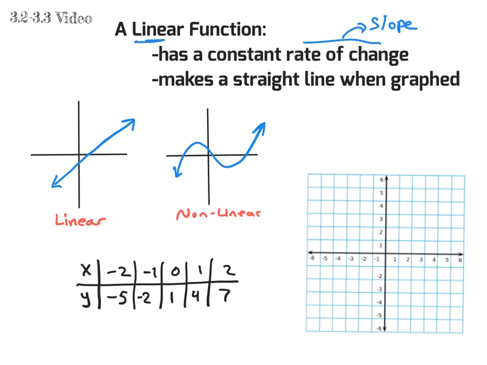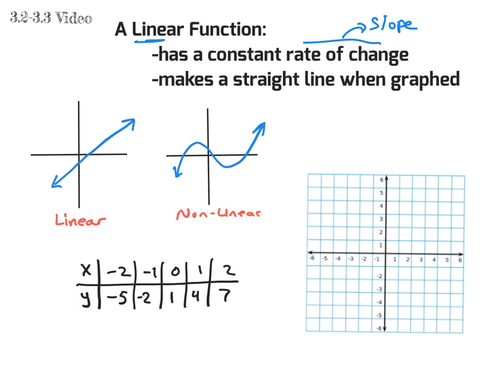So on this slide here, we've got a couple examples of, here's a linear function. Notice it makes a straight line. And here is what we call a nonlinear function because it does not make a straight line. And then in a table here. So if I give you a table, the way to figure out if it's a linear function is to check to see if it does have a constant rate of change.